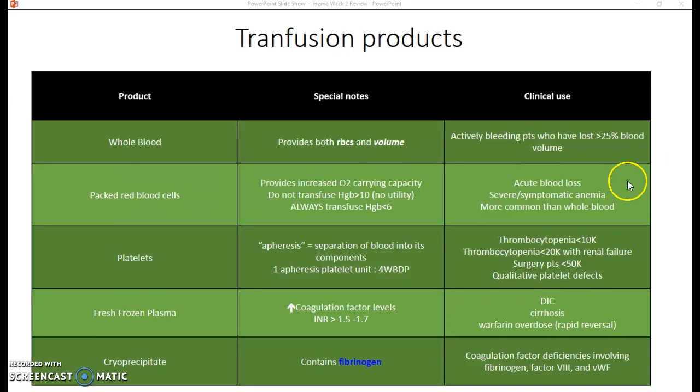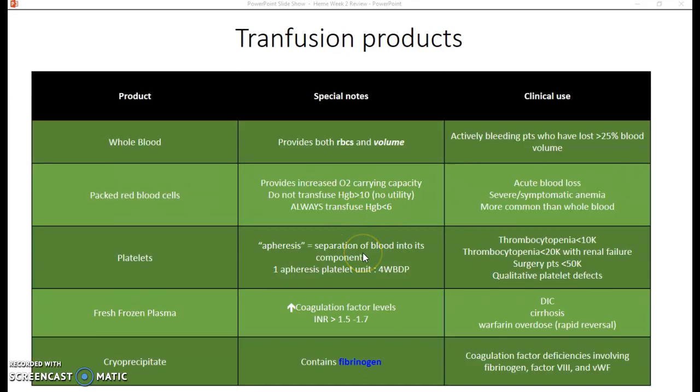Packed RBCs are more commonly used for anemia. Always transfuse for hemoglobin less than 6. Most of the time, people with hemoglobin less than 8, you will actually transfuse, but it's kind of a soft guideline. And you never transfuse for a hemoglobin over 10.